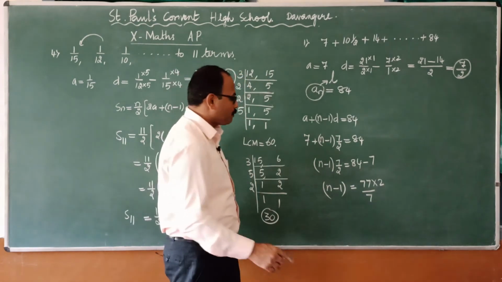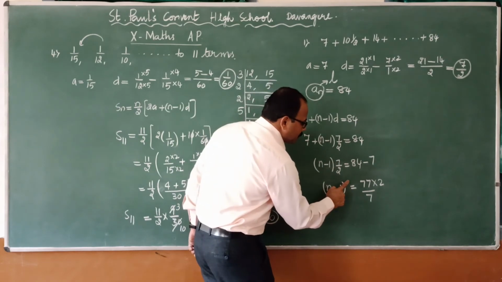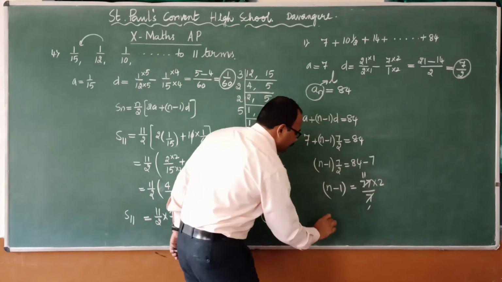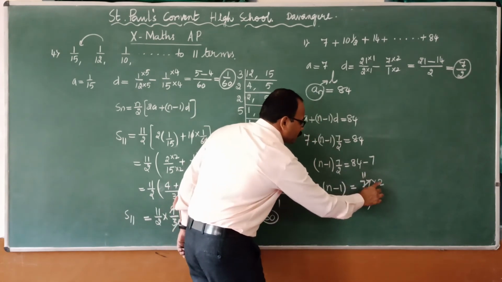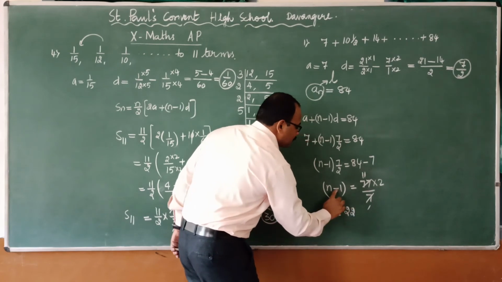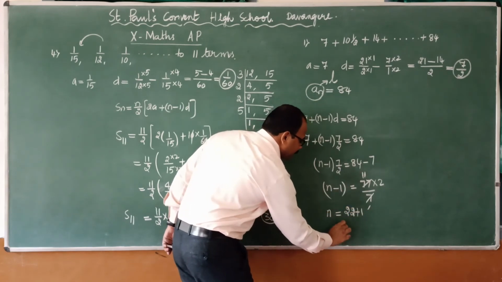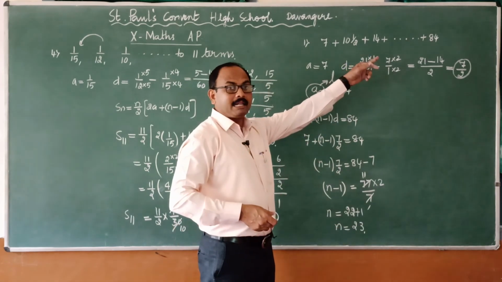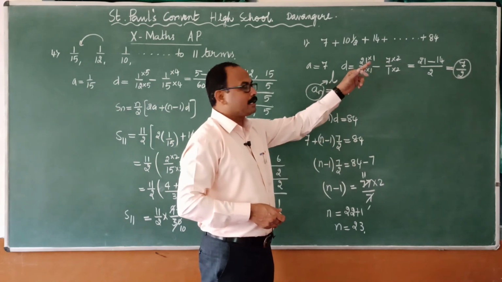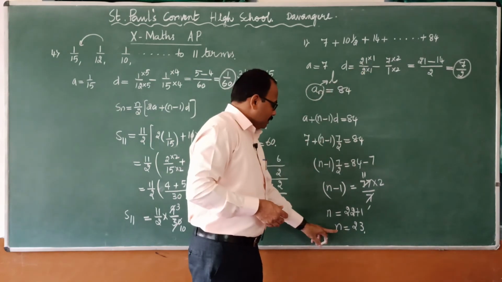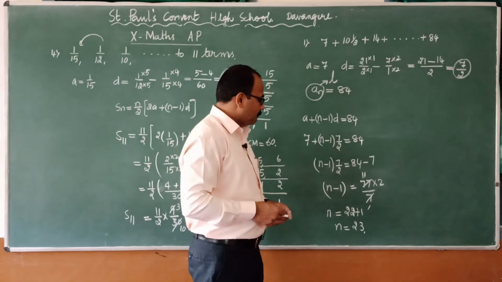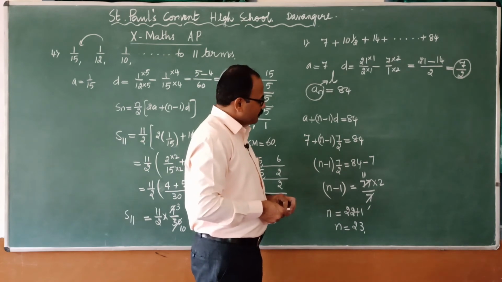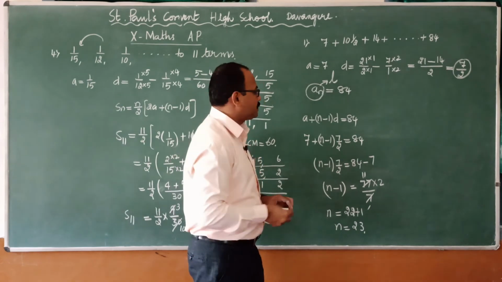This step is very important. This 7 by 2, 7 comes down, 2 comes up. 1 7 is 11. N will be equal to 11 2s are 22. This minus 1 gets transposed. N will be equal to 23. Therefore, that is the 23rd term, children. Number of terms is 23. Okay. We shall calculate the sum of 23 terms.